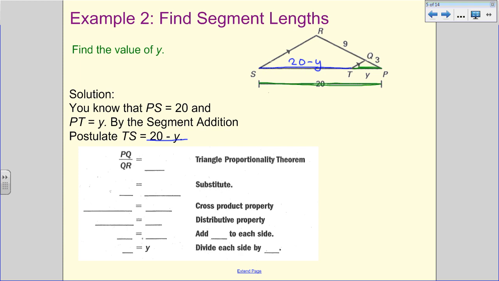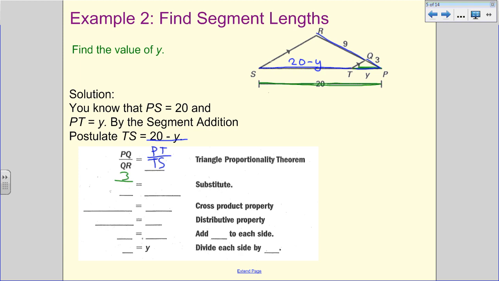What you're going to see here is that to name these segments or to name sides, we're going to have to do some of this addition and subtraction of the segment addition property. But let's take a look at what we have. We're going to set up the same way. Set up those ratios. PQ to QR is going to equal PT over TS. Substitute in the values that we have. And so PQ is 3.